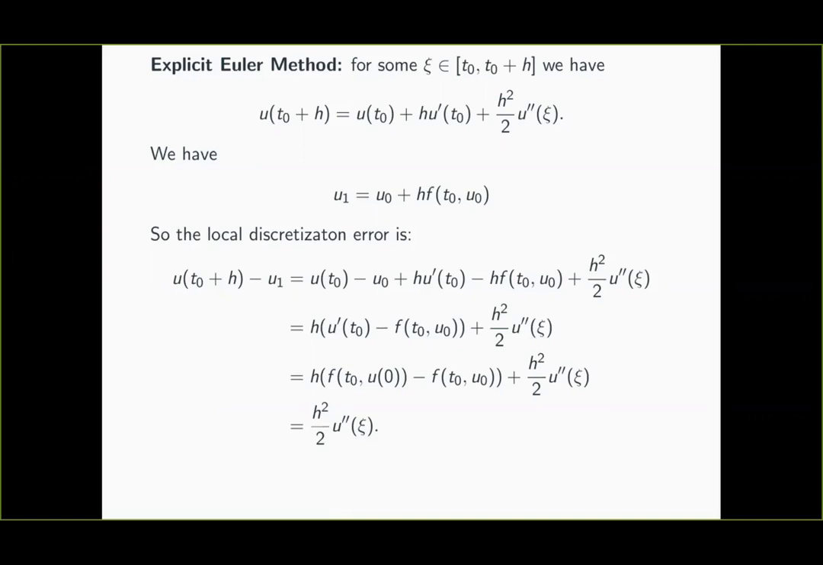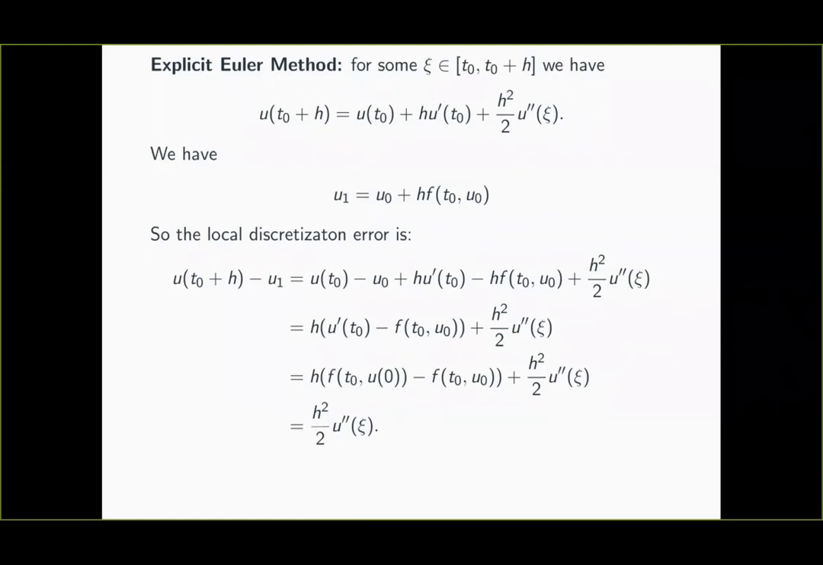And then we have got the iteration formula for the explicit Euler method. We already know u0, and u1 equals u0 plus h times f of t0 u0. That's just the definition of the explicit Euler method, where u0 is the initial value and u1 is an approximation of u at time t1, which is u at time t0 plus h. Okay, now let's compute the error.